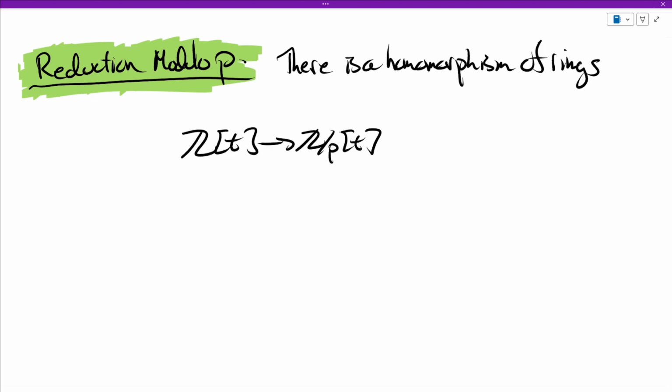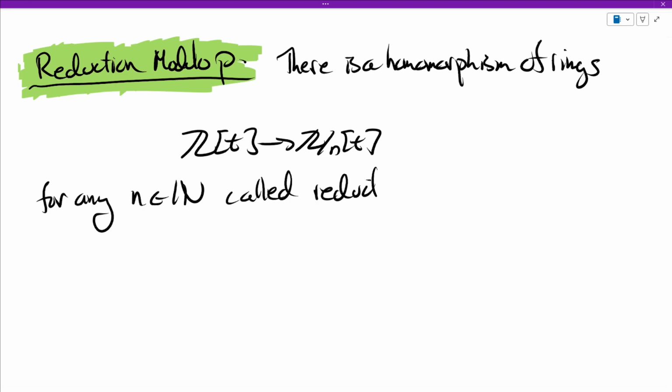If P is prime, well, this is true for any n, actually. Let me put an n here. For any n in N, called the reduction modulo n, where you take a polynomial and you reduce modulo n.